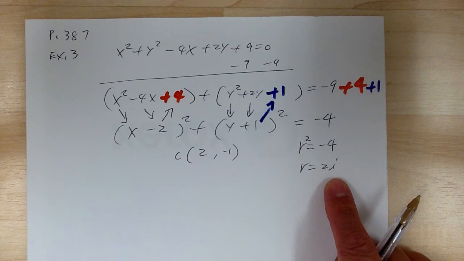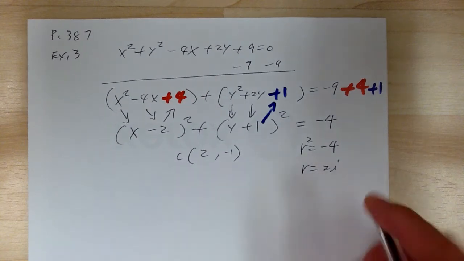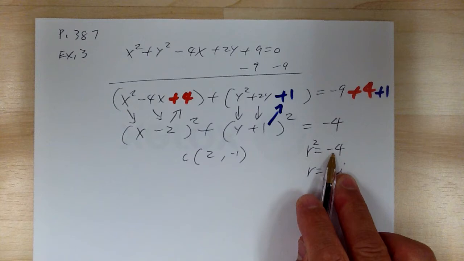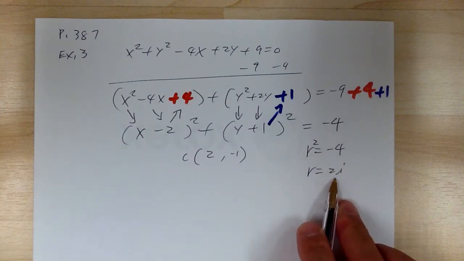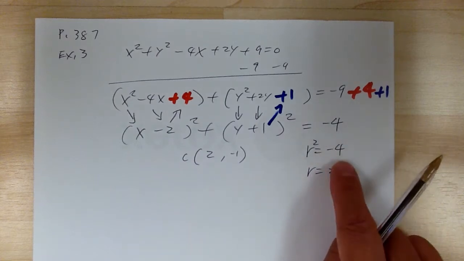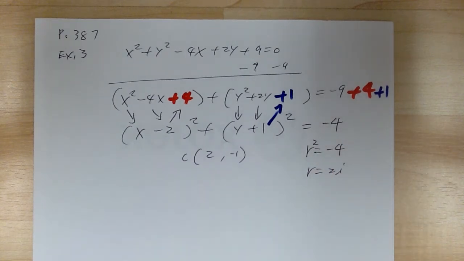Now, if r equals 0, you're going to get a dot, right? If you have a circle with a radius of 0, you're going to get a dot. And if r squared is negative, you have an imaginary radius, so there will be no graph. So you must have a positive r in order to have a graph. Okay.